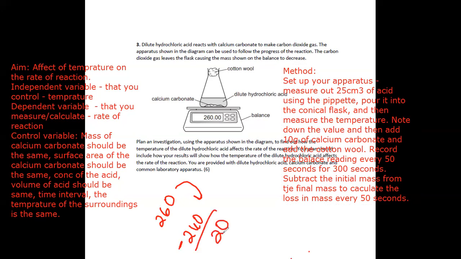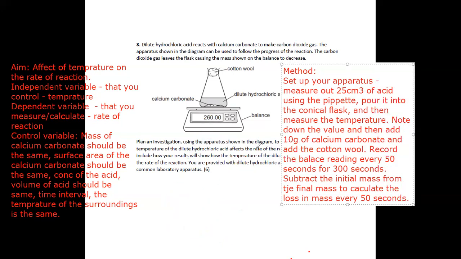So how much mass was lost in 50 seconds? 20. Then after that, another 50 seconds passed. So it went from 240 to 230. What was the loss in mass? 10 grams, right? So I have to make sure that I'm measuring the loss in mass. I don't just want the mass. I want the loss in mass. So I will subtract the initial mass from the final mass every 50 seconds, and that will tell me what is the loss in mass. How much mass is decreasing, right?